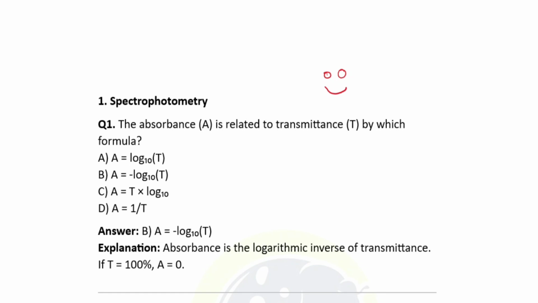So the first question is, the absorbance A is related to transmittance by which of the following formulas? Out of all the four formulas, the exact formula for the relation between absorbance and transmittance would be. So absorbance is the logarithmic inverse of transmittance. It means if transmittance is 100%, absorbance is 0. You can understand this by taking this example.